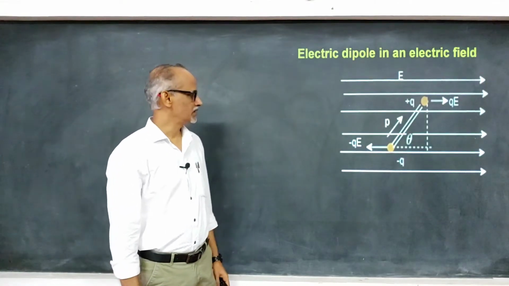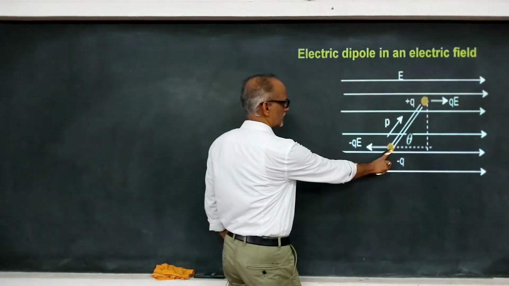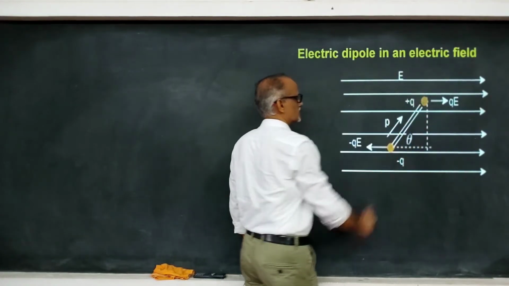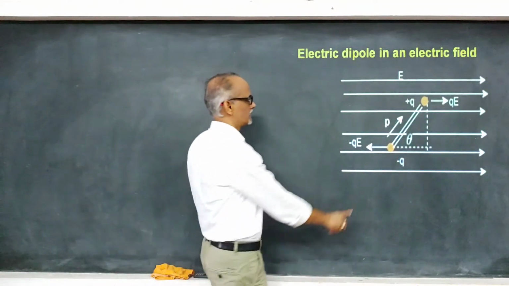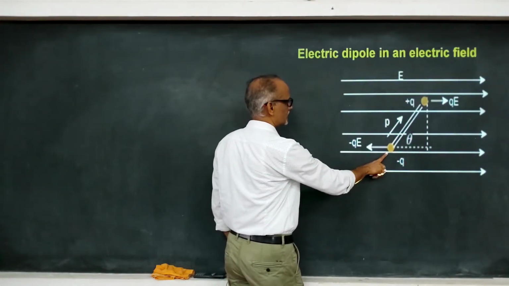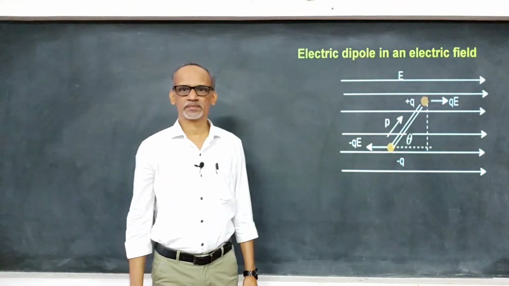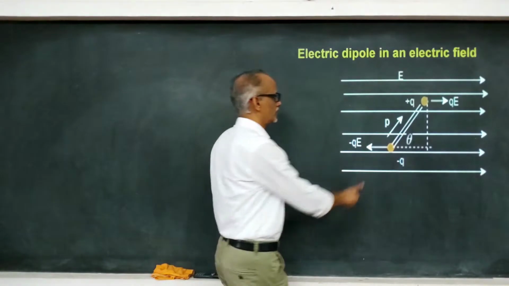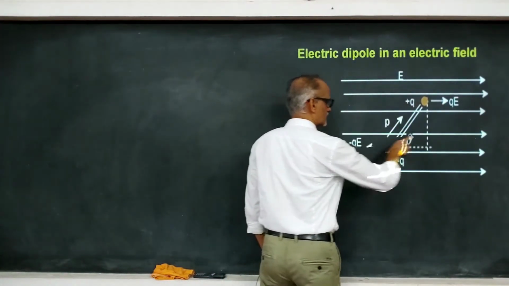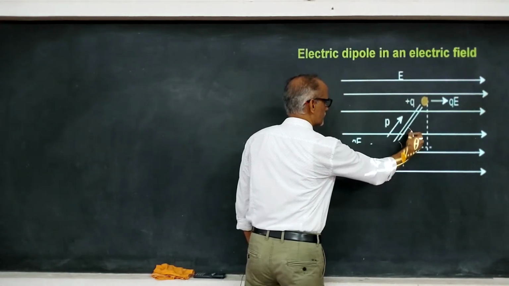In that electric field, there is an electric dipole. So you get to see, this is the center of the negative charge, the center of the positive charge is here, and the direction of the dipole moment is always from negative to the positive charge. And we are going to assume that the direction of the dipole moment and the electric field makes an angle theta here.